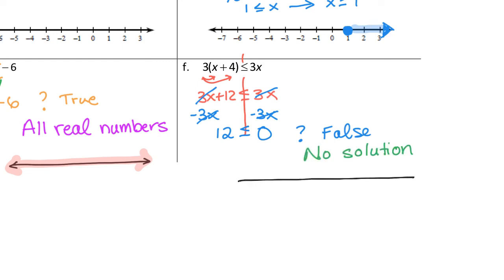And once again, if I look at the number line for this one, you just don't shade it. Okay, so it's just not going to be shaded at all. So the solution on the graph would just be a number line with no shading on it. So just don't shade it.